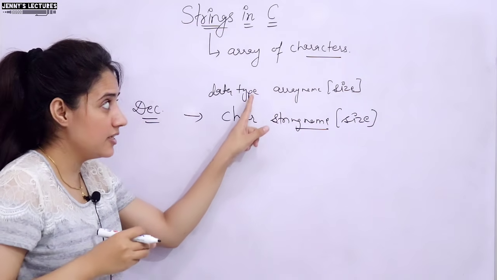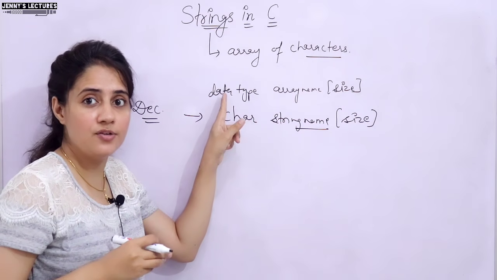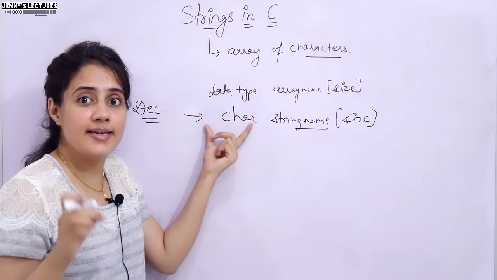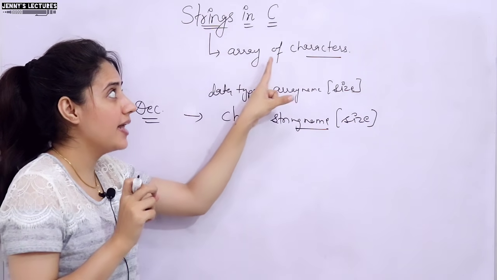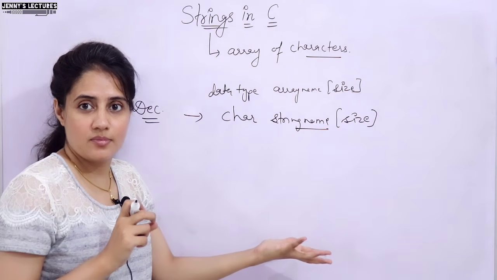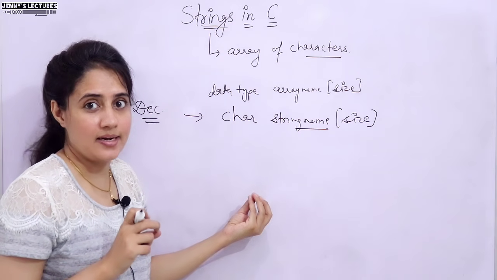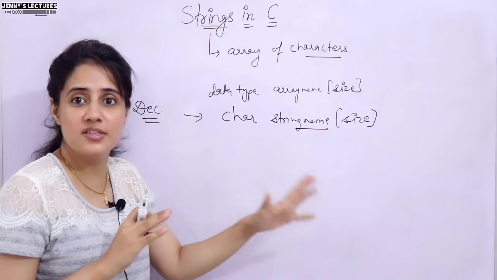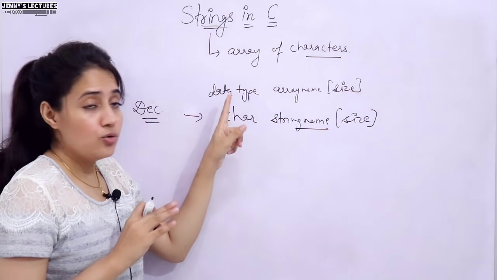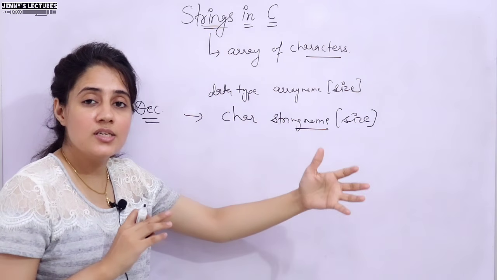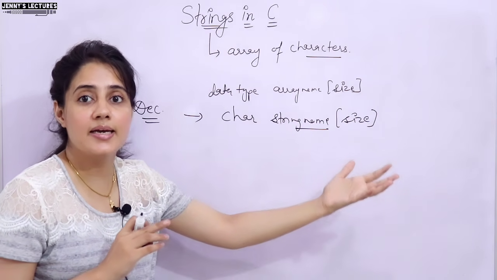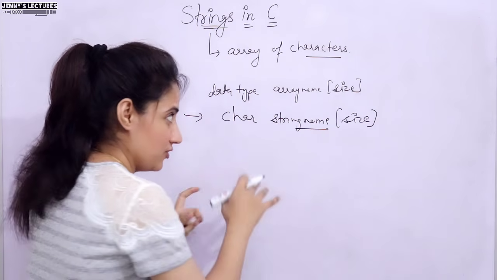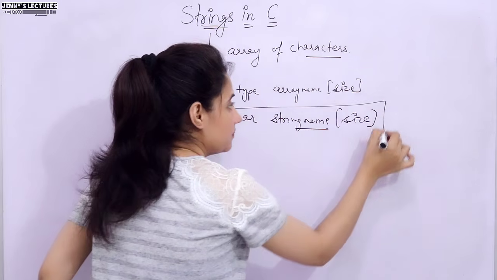See, the only difference is that in an array we can take any data type, int, float, char, right? But in a string you can only take data type character because string is an array of characters, or you can say it is a character array. The only difference is what? You can say string is a character array which is ending with a null character. Whatever I am saying, I am just going to justify this thing.